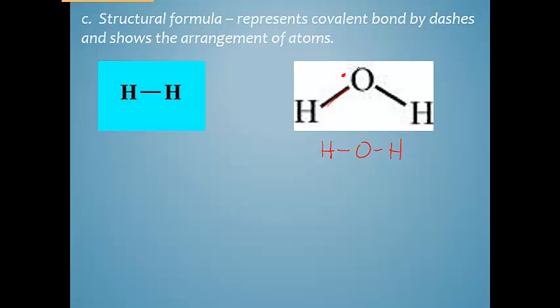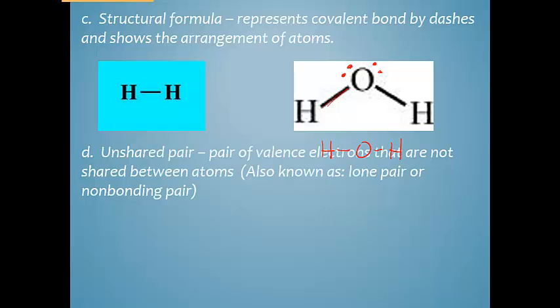And remember, oxygen would also have 4 electrons that aren't being shared with anything, that are oxygen's only. And those unshared pairs are called lone pairs, or non-bonding pairs, when they're not being shared with anything. So these 2 groups of electrons, since they're not being shared with the hydrogens, are called lone pairs. That's usually the way I'll refer to them. So oxygen has 2 lone pairs in this case.